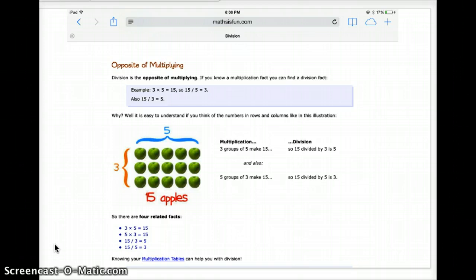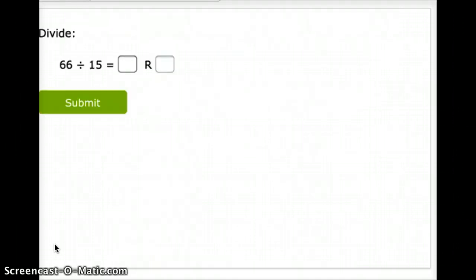Division, if you noticed, is much easier if you are comfortable with your math facts. You're doing some multiplication and some subtraction, basically. So let's go ahead and try one. You have 66 divided by 15. Lots of times you're going to round it off in your head to give you somewhere to start. I need to figure out somewhere I can begin.